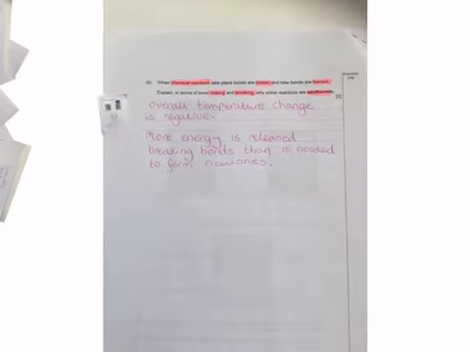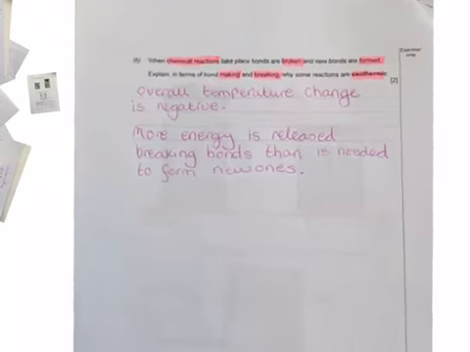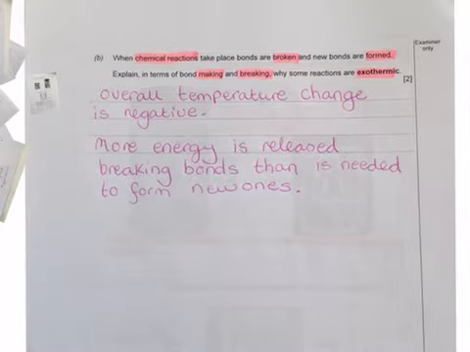The final bit then: when chemical reactions take place, bonds are broken and new bonds are formed. Explain in terms of bond breaking and making why some reactions are exothermic. This is when the overall temperature change is negative. Temperature will increase, but the overall energy change is negative. More bond energy is released when forming new bonds than is needed to break the old ones, so it's released into the environment.